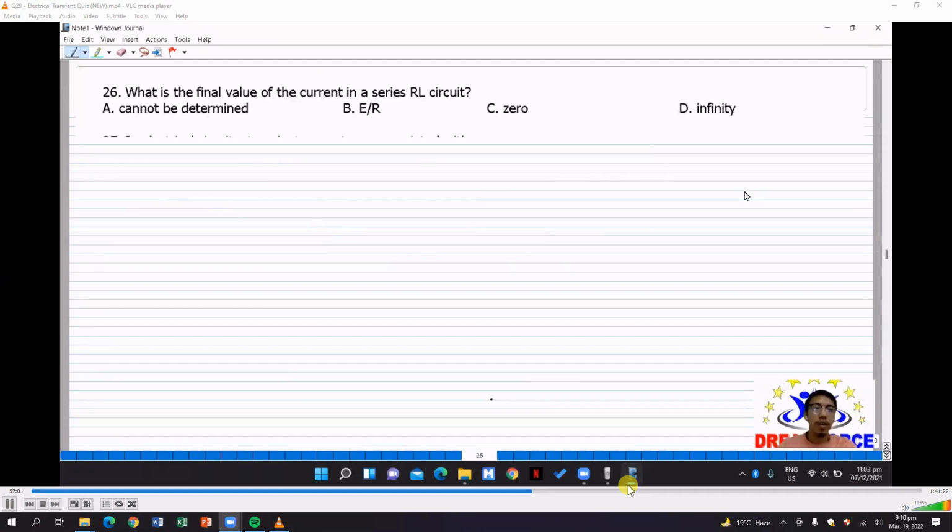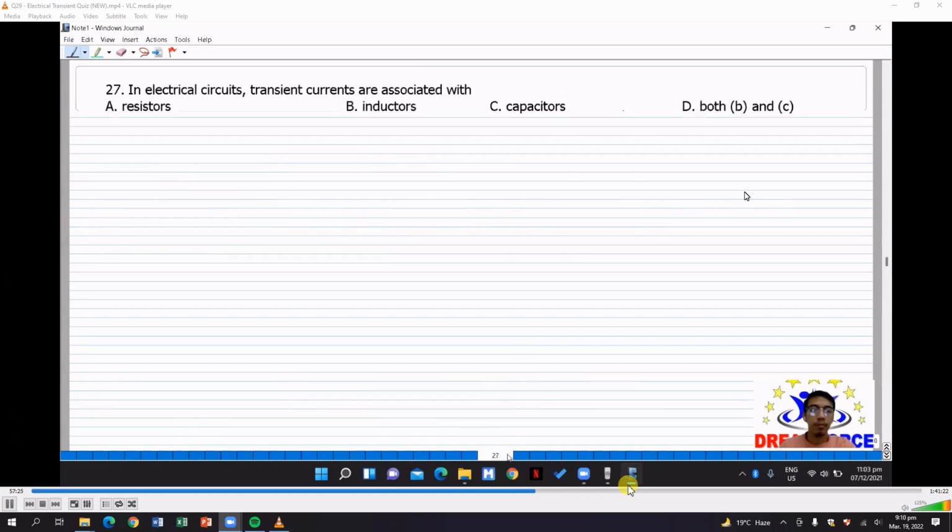Okay, 26. What is the final value of the current in a series RL? Again, final value ng RL circuit. That means at T equals infinity. That is maximum. So letter B. Next, number 27. In electrical circuits, transient currents are associated with, syempre, inductor and capacitor. So letter D.